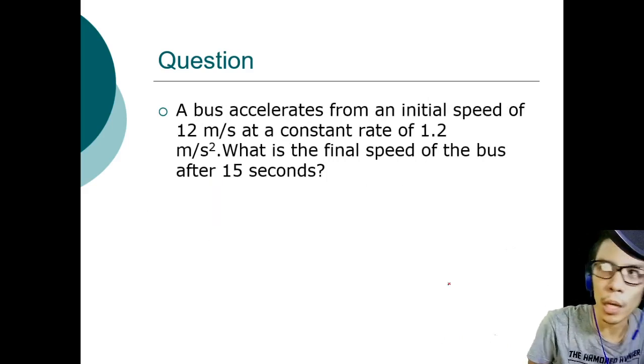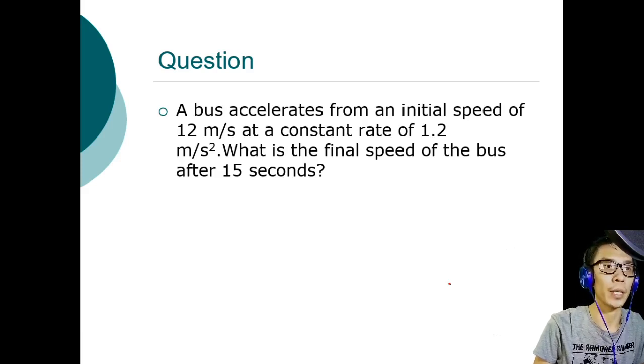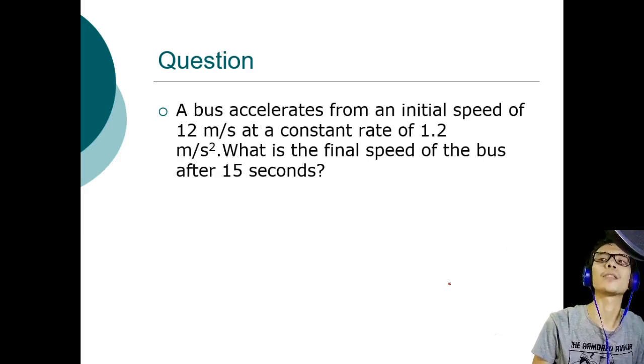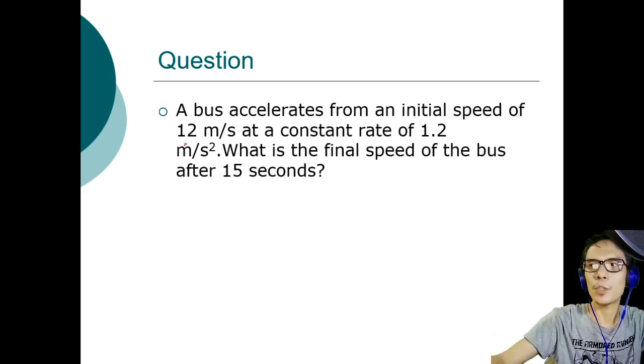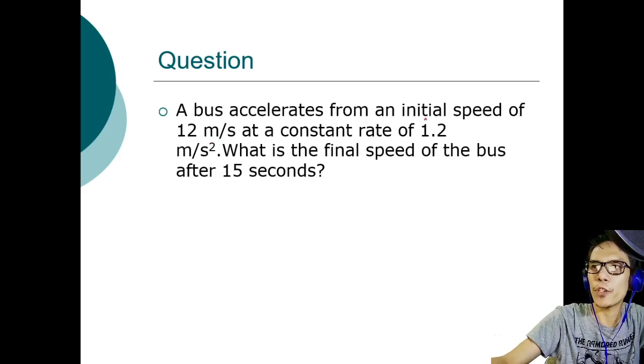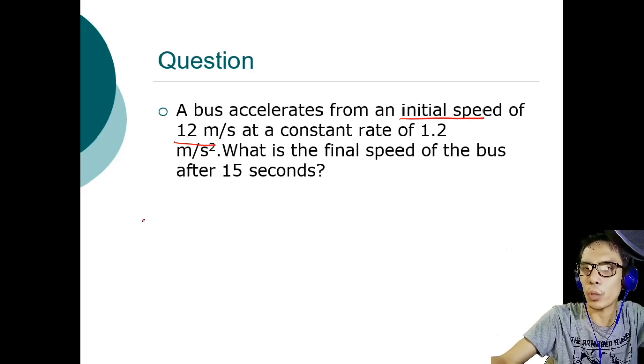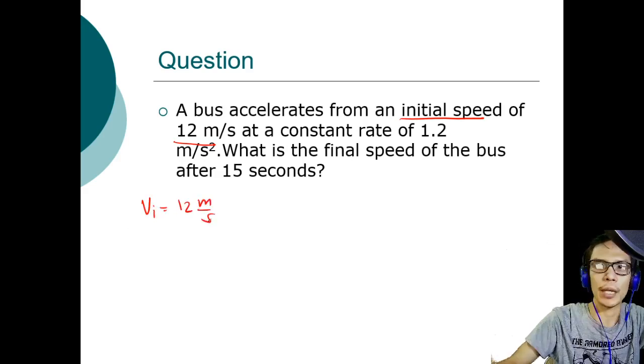For the next question, a bus accelerates from an initial speed of 12 meters per second at a constant rate of 1.2 meters per second squared. What is the final speed of the bus after 15 seconds? Let's compute. We are fortunate enough that the problem already provides the initial speed. We have 12 meters per second, so that is our v sub i.